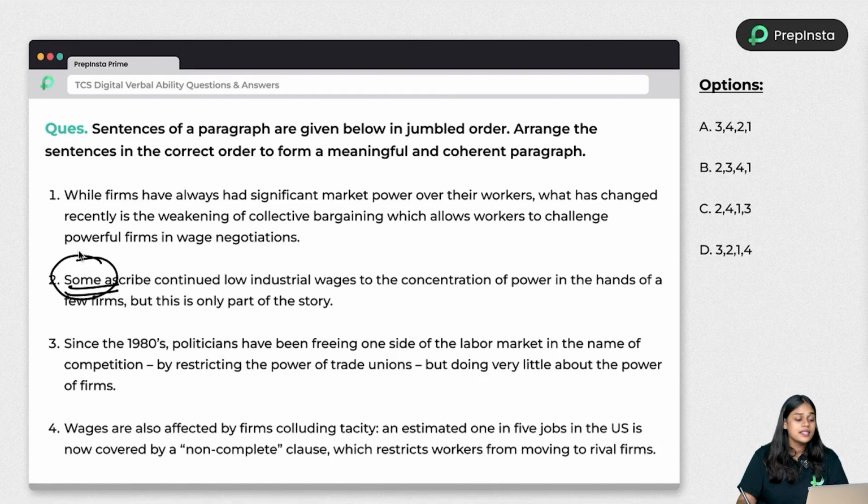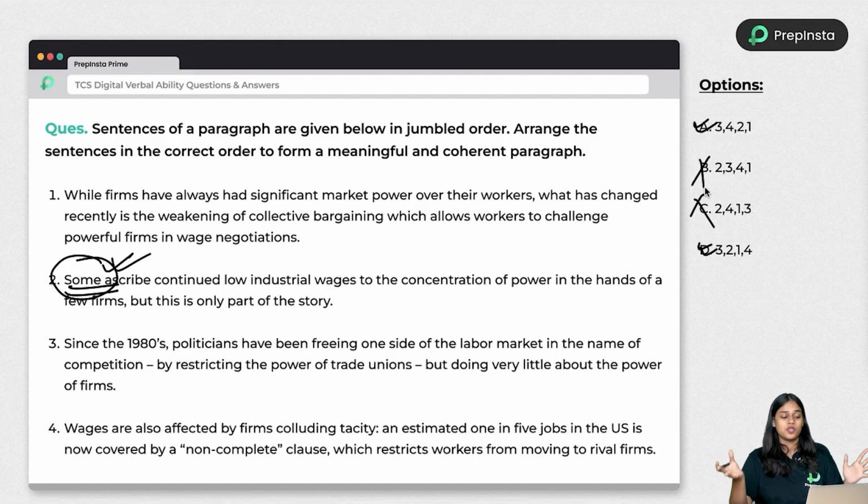And what is that? Since the term some cannot be used in the first place, we can eliminate options B and C from here. How easy it is. So you are just left with 2 options, option A and option D, and both these sentences start with sentence 3. So we have our first opening sentence, which is sentence C.